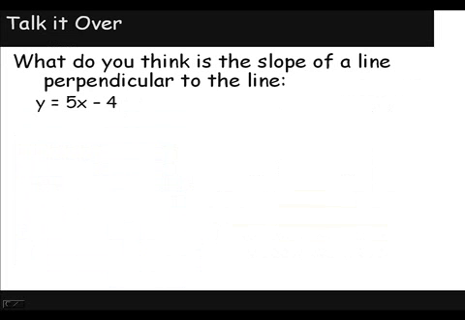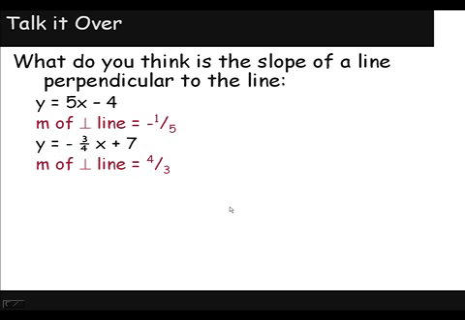So, what is the slope of a line perpendicular to the line y equals 5x minus 4? Well, this line has a slope of 5, so if we're going to take the opposite reciprocal, we'd need negative, because this is positive, and then flip the 5 over, we get 1/5. So the slope of the perpendicular line would be negative 1/5. How about this line? Negative 3/4 is the slope. Well, the slope of the perpendicular line would have to be positive, because this one's already negative, and we flip over the 3/4, we get 4/3.